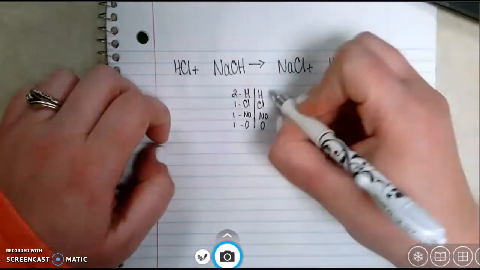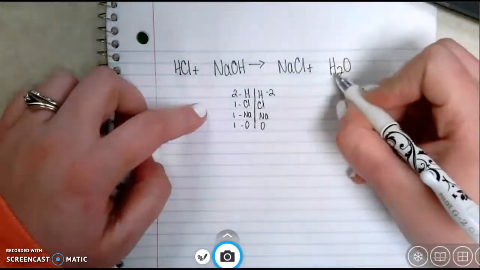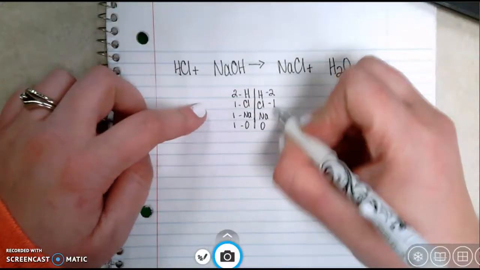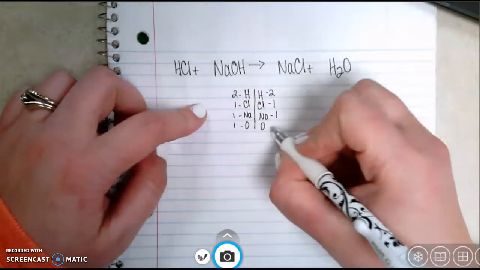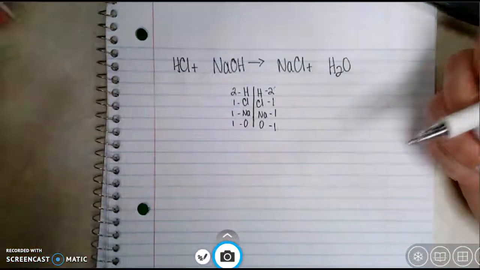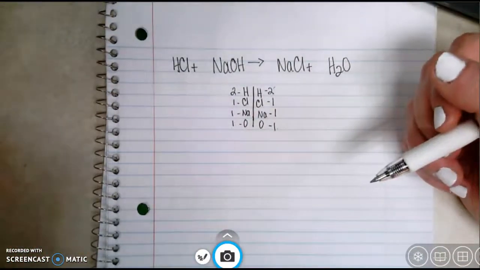Over here, I have 2 hydrogens right here, 1, 2. I have one Cl, I have one Na, and I have one O. So good news, this equation is already balanced. I don't have to worry about that.